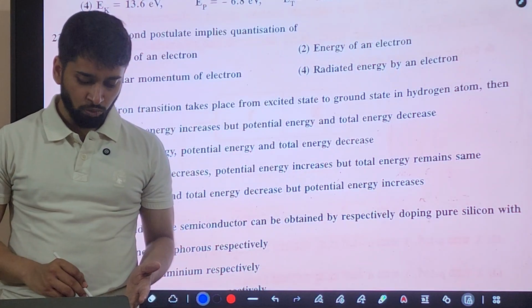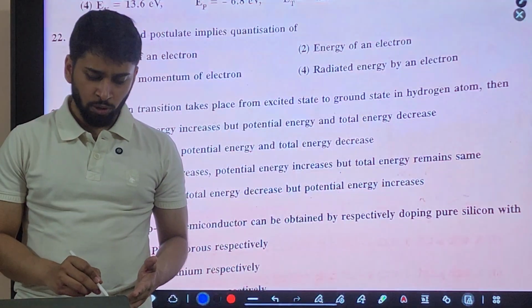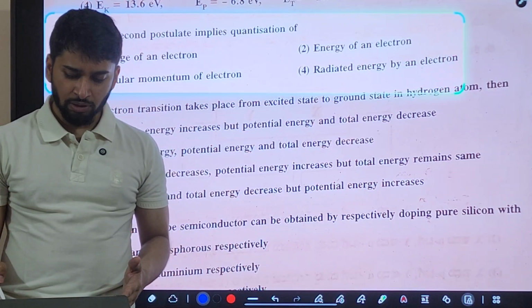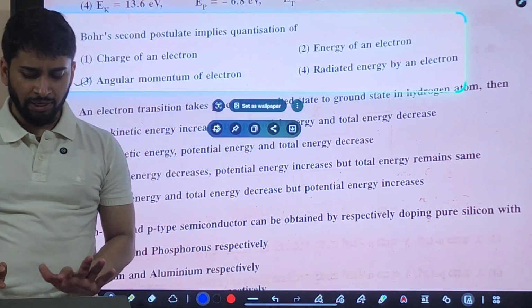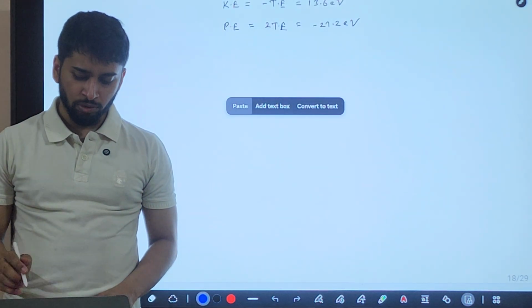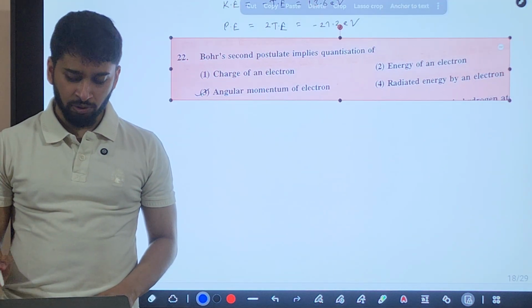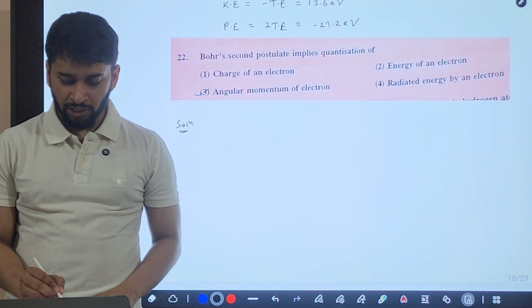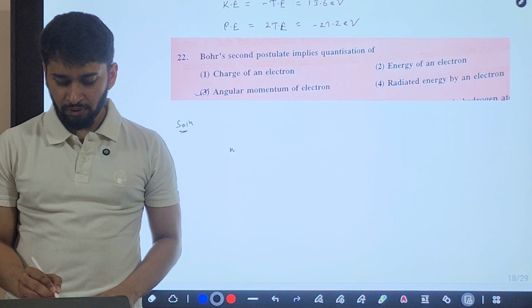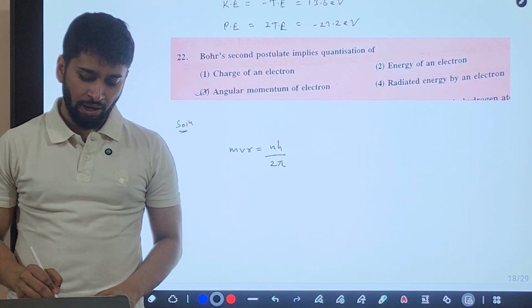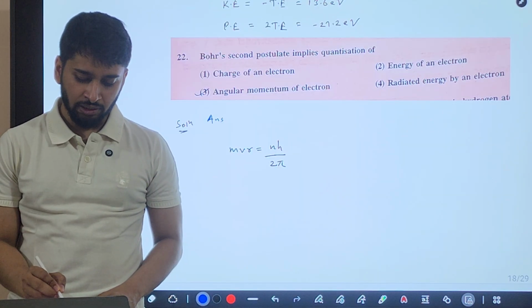Quickly, 22. What does 22 say? Bohr's second postulate implies. What does the second postulate say? That mvr is equal to nh by 2 pi. Simple thing. Bohr's second postulate says that mvr is equal to nh by 2 pi, which is basically the quantization of angular momentum. mvr is angular momentum and mvr should be equal to nh by 2 pi. So here the answer will be option 3.